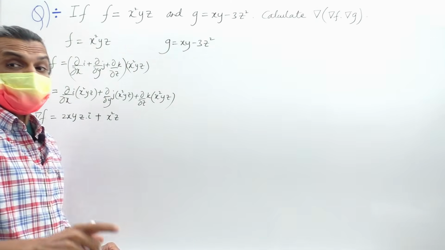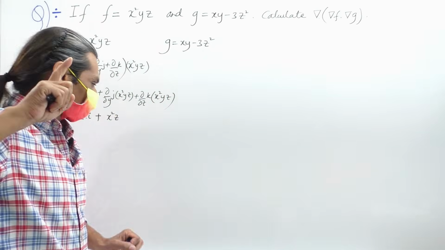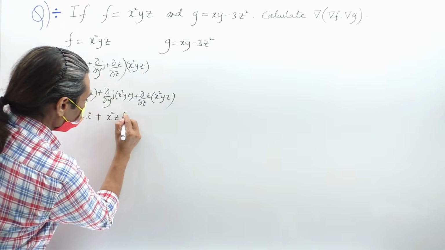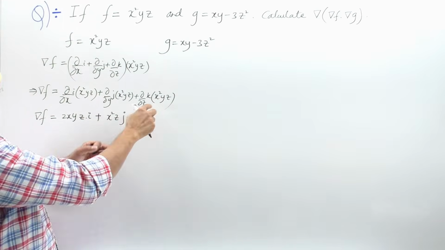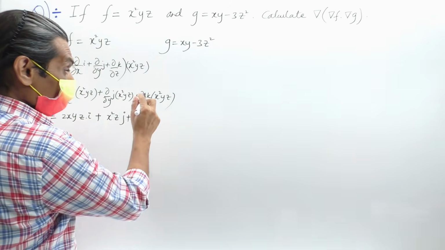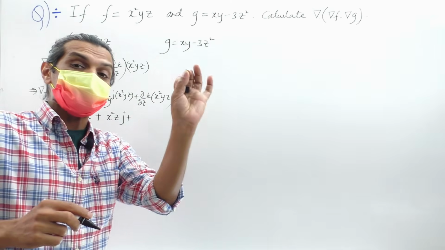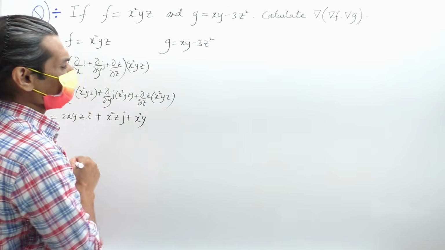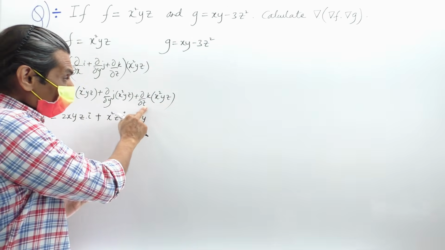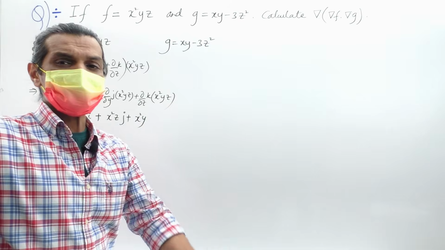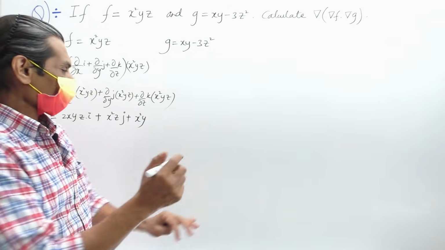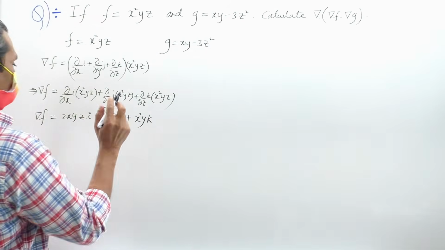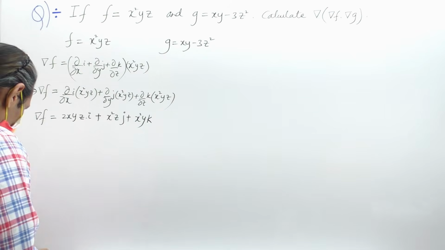Dou by dou y of y, differentiation of y is 1, into j, plus dou by dou z, that means only differentiate with respect to the z terms. See, x square y as it is, it is multiplied, don't touch it, into dou by dou z of z. Differentiation of z is again 1, into k. This is my del f. So I found del f here.